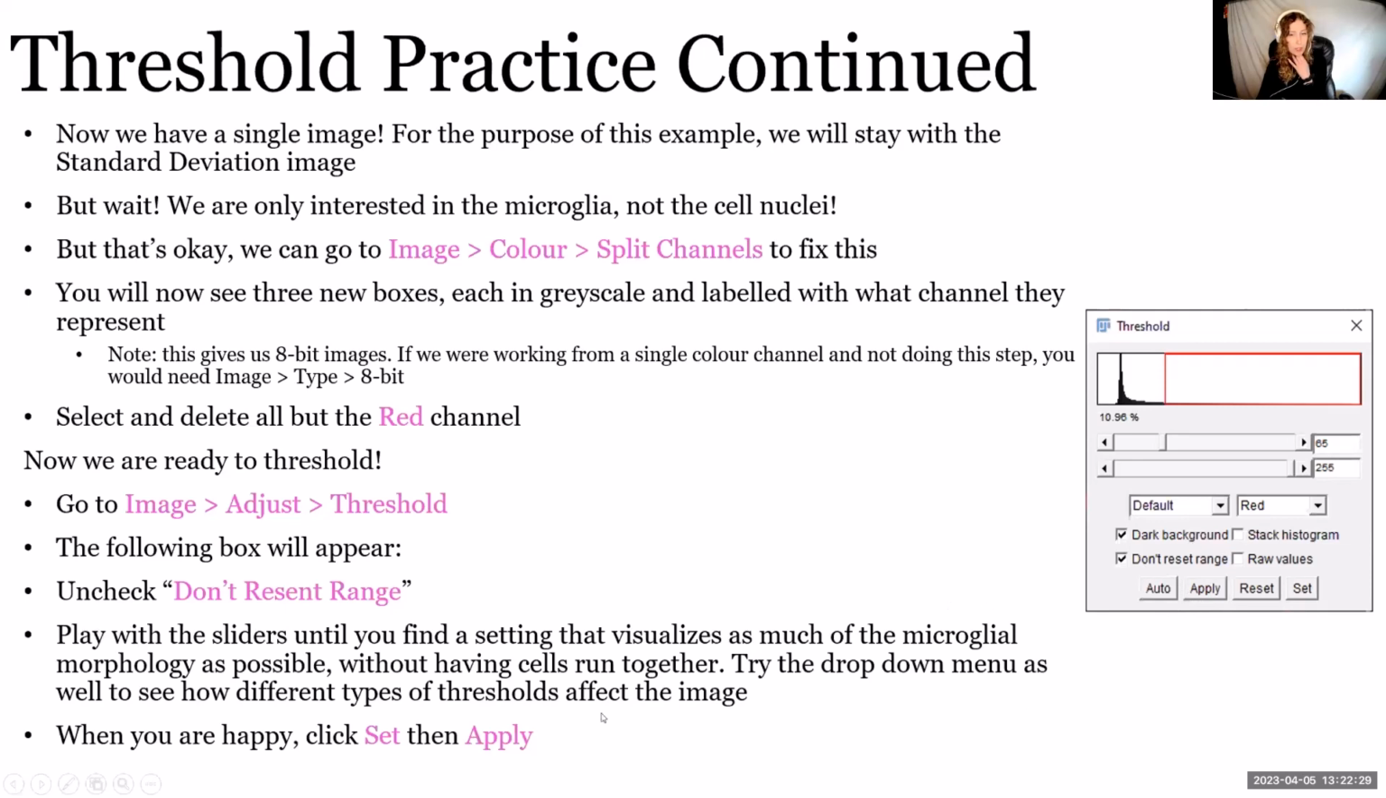So when we go back and you work with it yourselves, you can play with the sliders and find a setting that visualizes as much of the microglia morphology as possible without having cells run together. You can also play with this drop-down menu here to try the different methods of thresholding that are available. Whenever you're designing a workflow for your own images, it's really good to save images in process so you don't have to start and open things from the beginning every single time. And then you can try 10, 12 different ways of thresholding. When I started, I just tried all of them for fun. And then I presented them to my lab, saying, here's everything that I tried, and this is clearly the one that worked the best. So we'll go ahead and do that now.